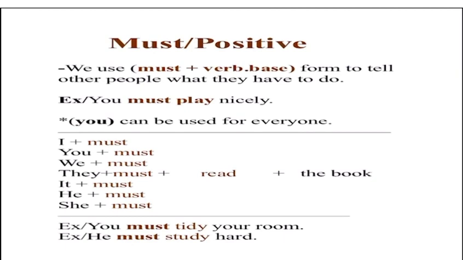We use must plus verb base form to tell other people what they have to do. So we have to know how we can use must. Must is used in the situation where you are telling someone to do something. It's obligatory. You are obliging someone to do something. So it's not optional. You have to do it.